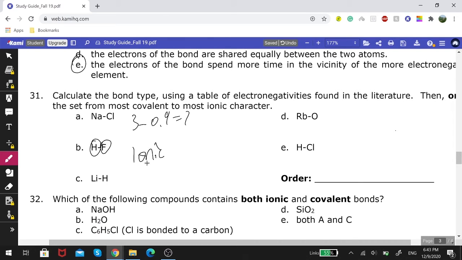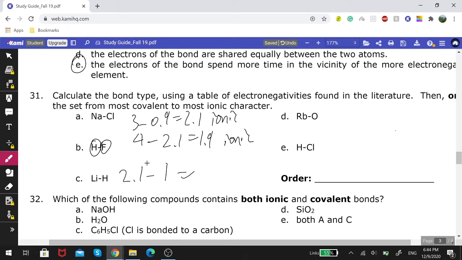3 minus 0.9 equals 2.1, which is ionic. F is 4 minus H, which is 2.1, is 1.9, ionic. 2.1 minus 1 is equal to 1.1, covalent. 3.5 minus 0.8 is equal to 2.7, ionic.